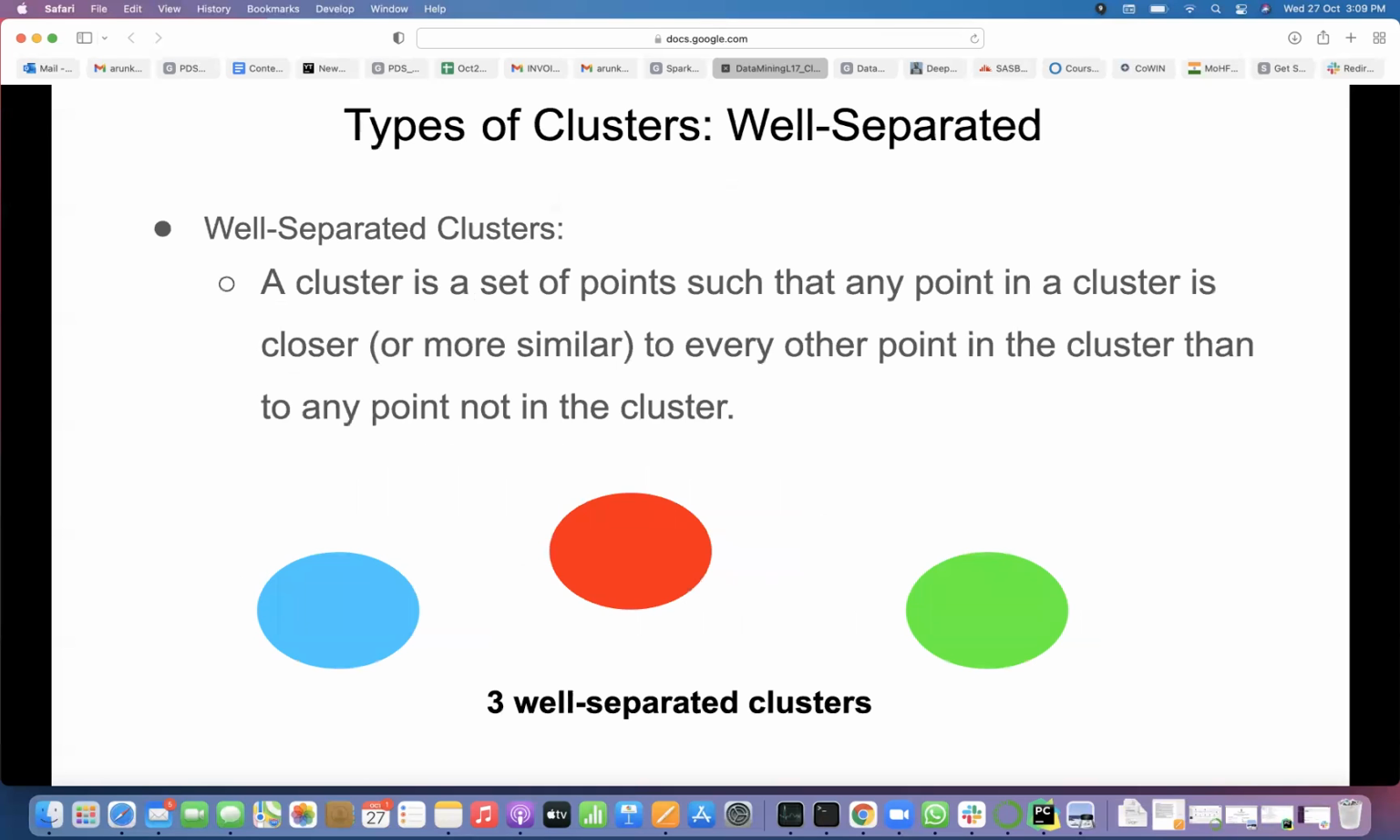Well-separated clusters. So all are well separated here. A cluster is a set of points such that any point in a cluster is closer to every other point in the cluster than to any point not in the cluster. This is what you did in K-means.